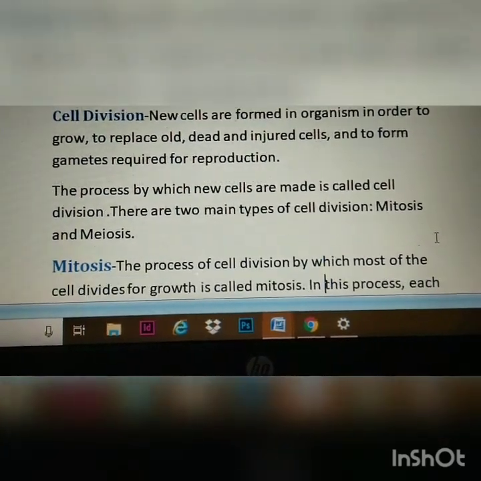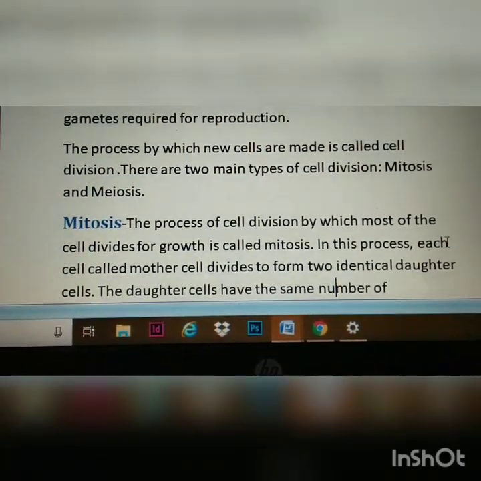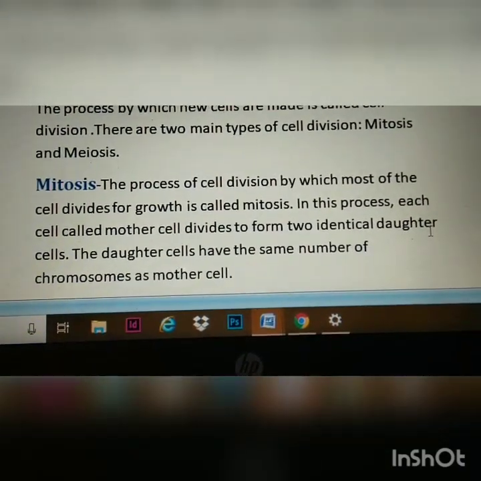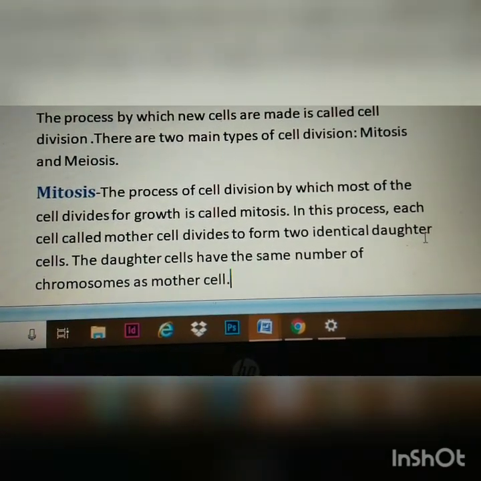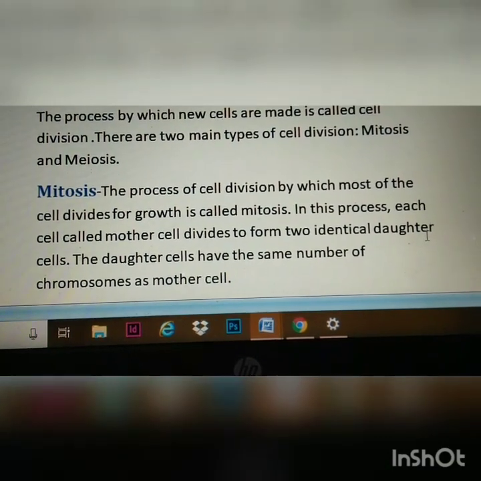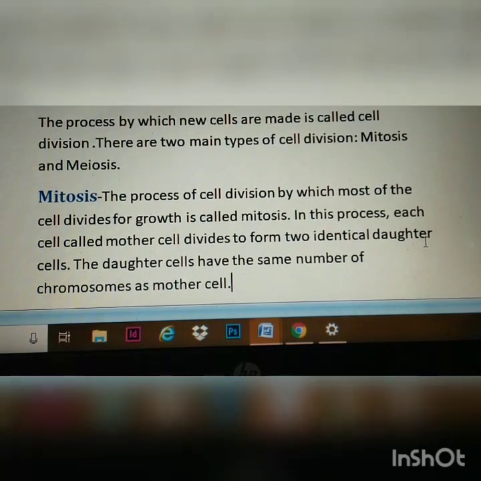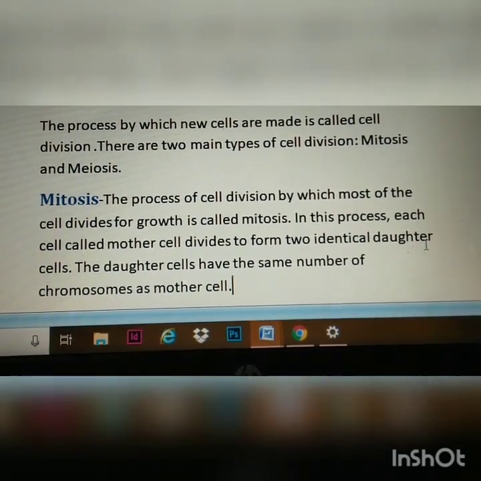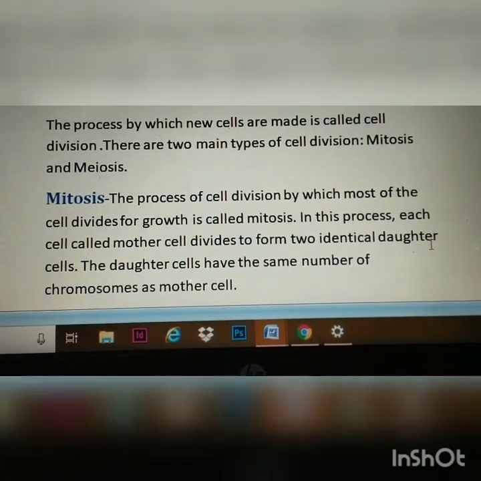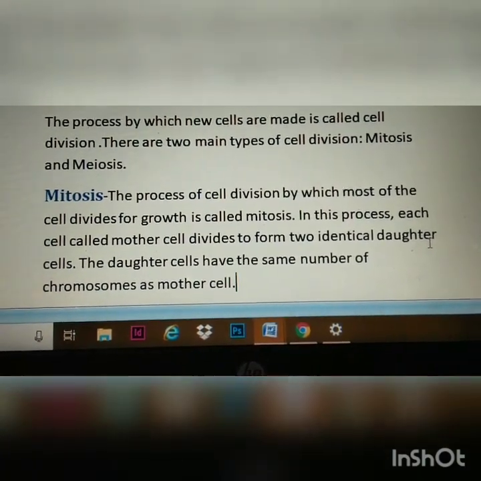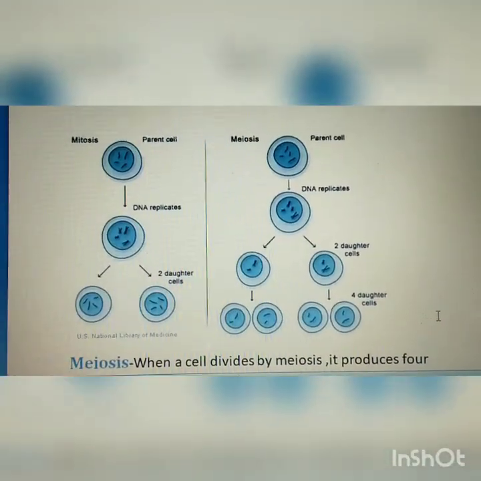Now there are two main types of cell division, mitosis and meiosis. Now what is mitosis? The process of cell division by which most cells divide for growth is called mitosis. In this process, each cell, called the mother cell, divides to form two identical daughter cells, and the daughter cells have the same number of chromosomes as the mother cell, as you can see in the diagram given below.